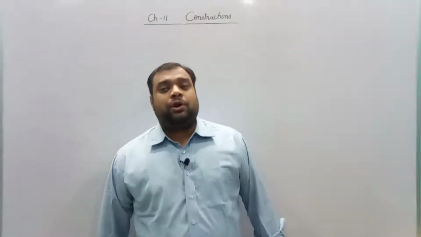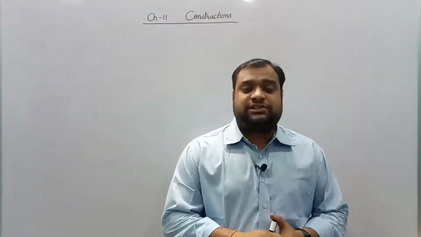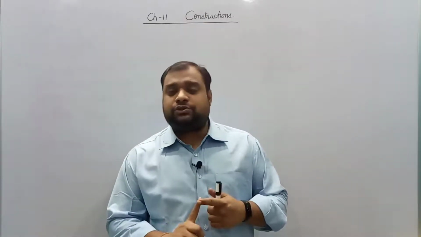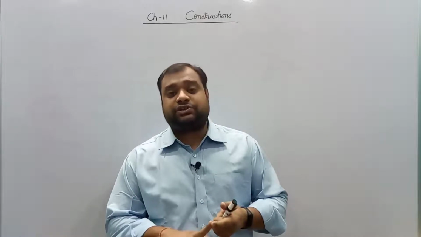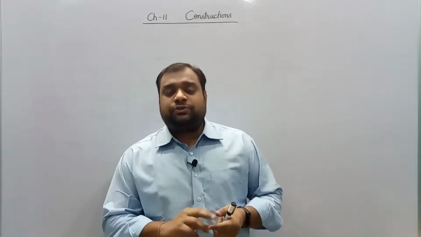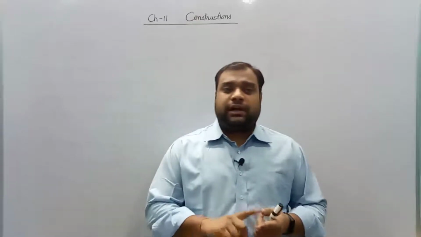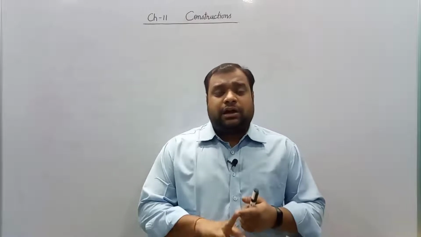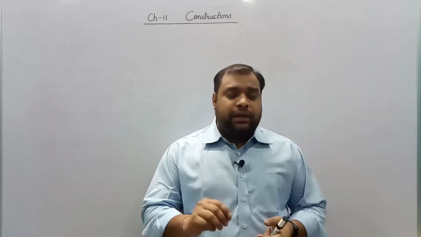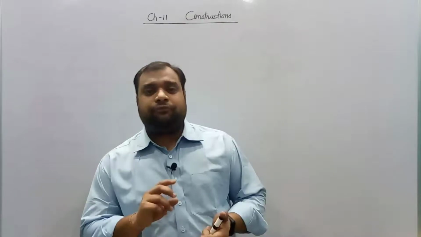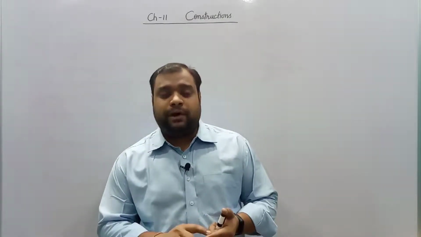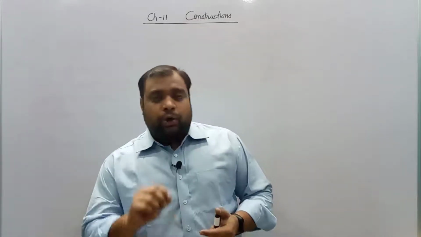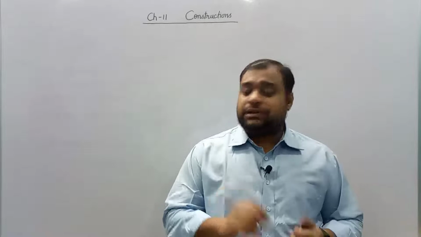Hello students, today we are going to start with chapter 11, constructions. What are we going to study in this chapter? First, basics of construction. Second is construction of triangles. In basics of construction, we have to construct angle bisector, perpendicular bisector, and third, construction of angles. In construction of triangles, we have to construct triangles when sum and difference of its sides are given or its perimeter is given. Okay, so we are going to start with the first, angle bisector.